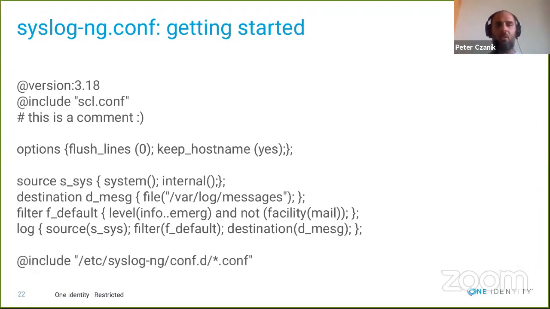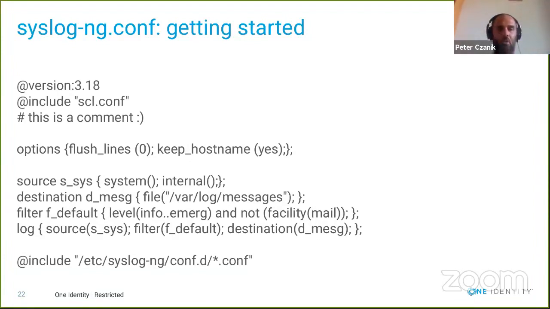Obviously, you can comment your configuration. Options is for configuring global options. So if you want to configure something globally for all of your sources or destinations, you can set that here.